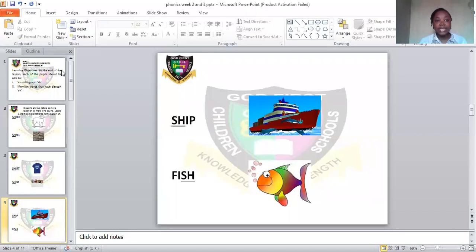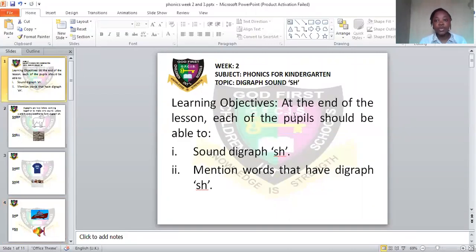The subject we are going to be treating for this class is phonics. For today's class, we are going to be treating two topics. The first topic is digraph sound sh, and the second topic is digraph sound er.